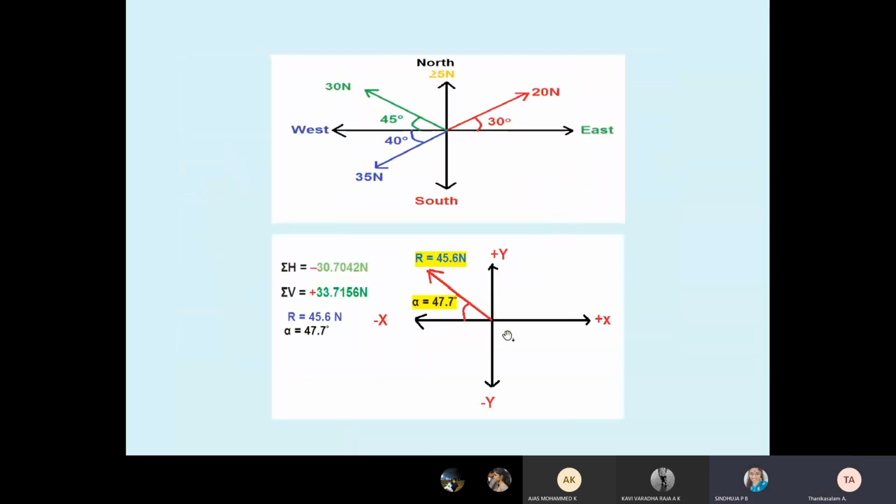Why is the resultant lying in the second quadrant? Because x is negative and y is positive, and negative x with positive y means the second quadrant. You have to write the resultant always with respect to the x-axis only, using the formula itself.